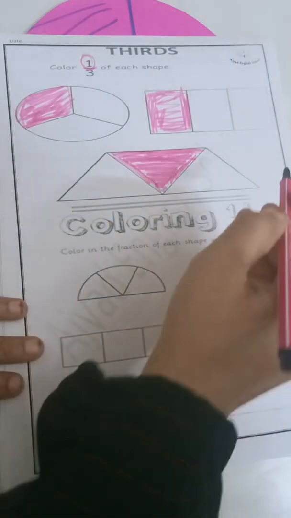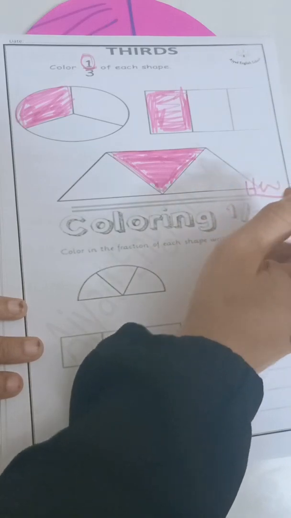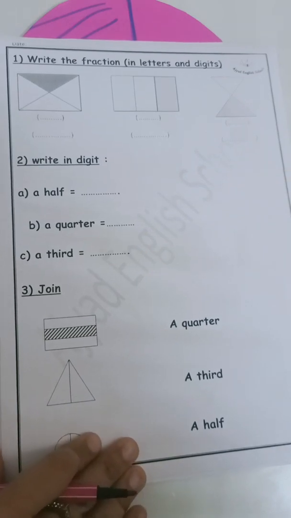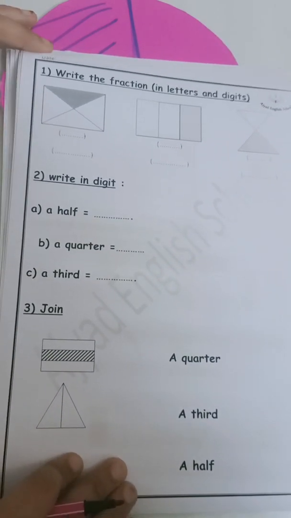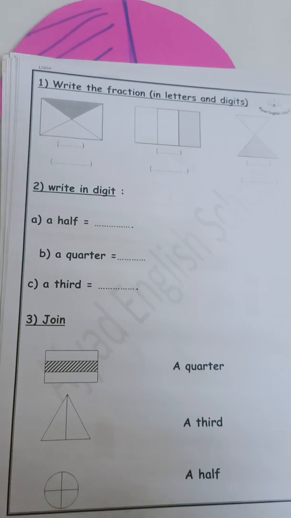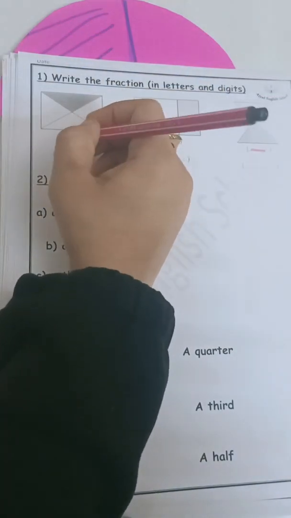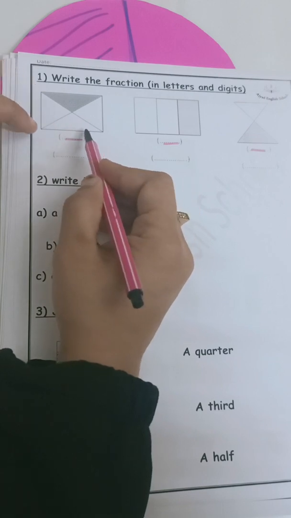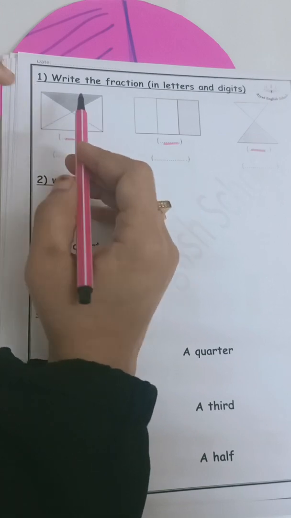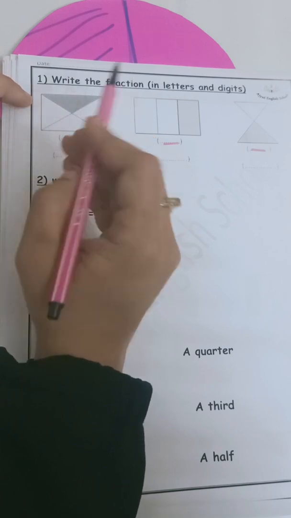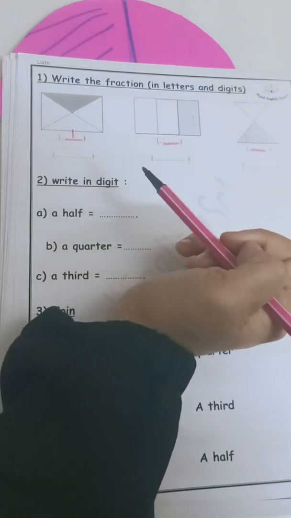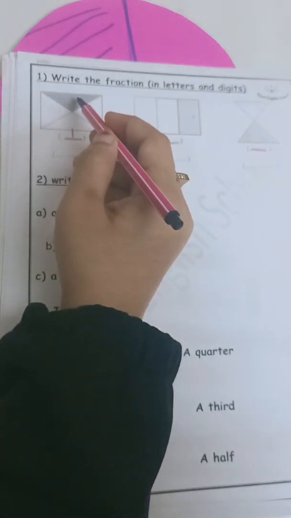Okay, homework. This part is for you. Okay, it asks me to write the fraction in letter and digit. So I will draw the fraction bar. Okay, in the top we have the colored part, our numerator. How many colored parts here? One. How many colored parts here? One. How many colored parts here? One. Okay. And how many all parts here?